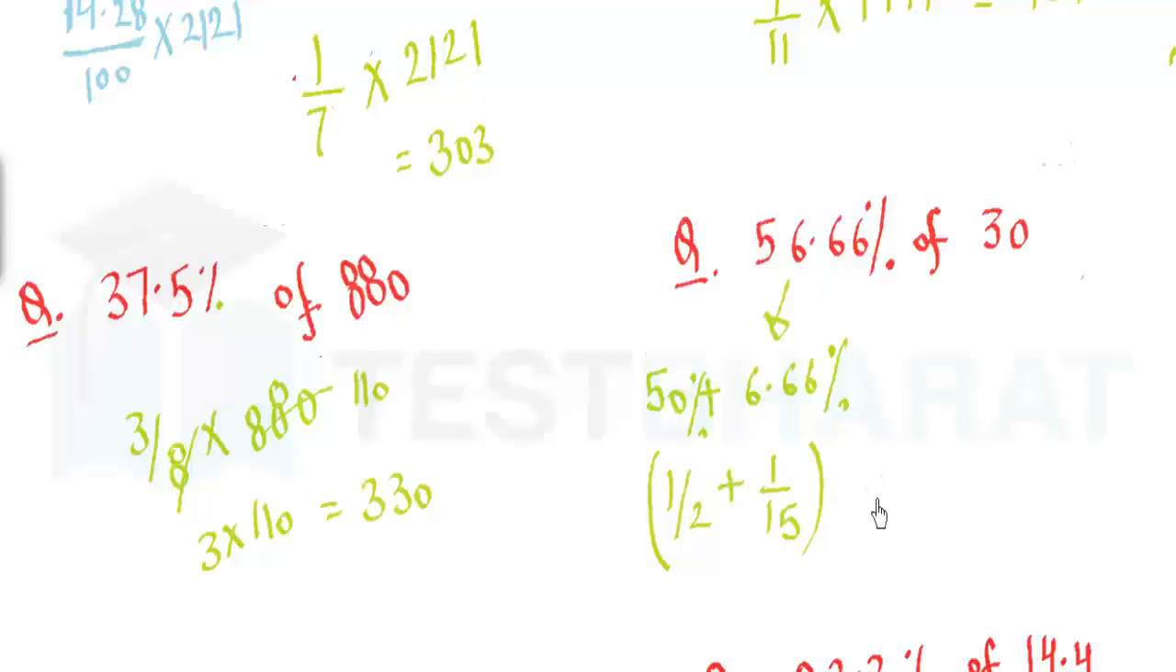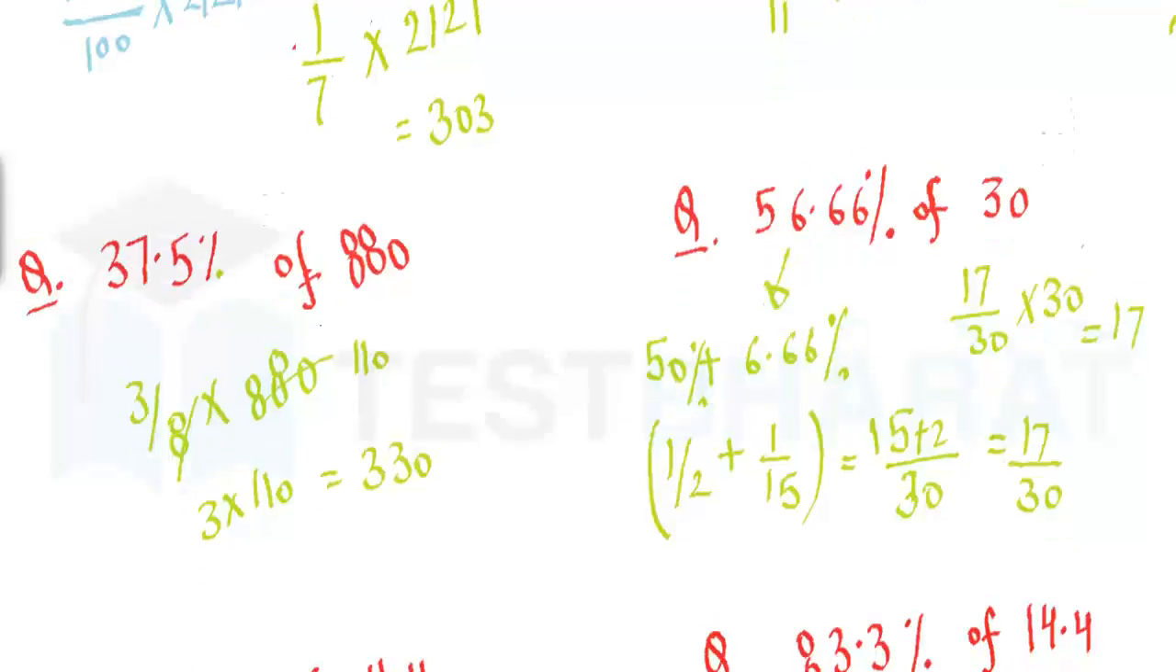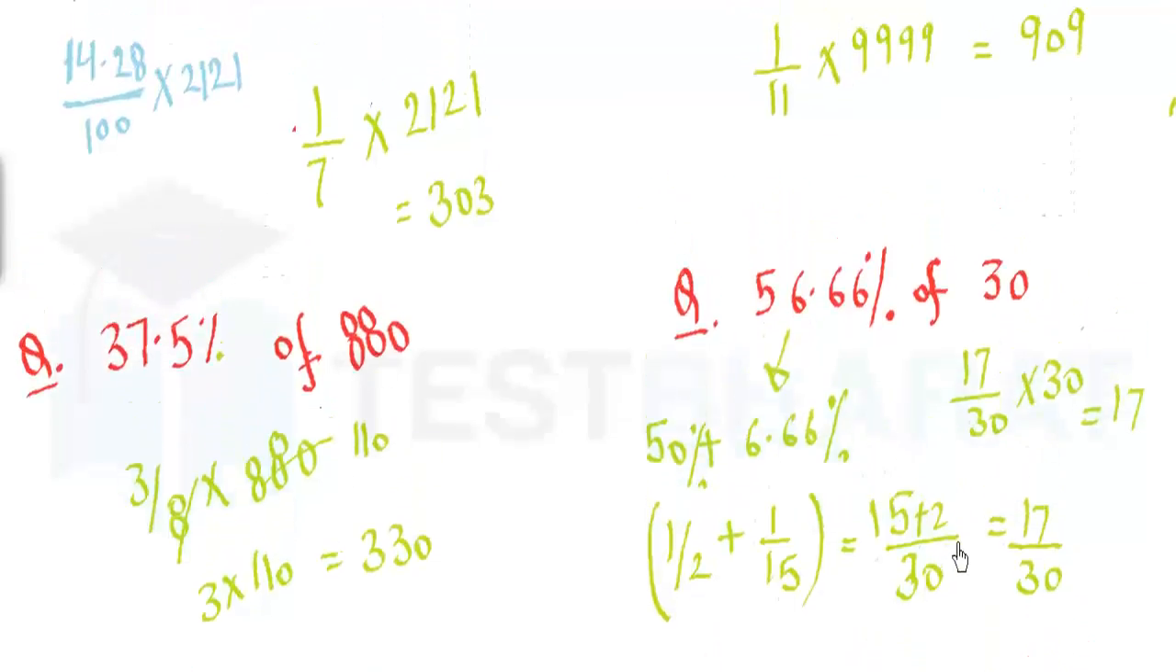So this will give me 30, that will give me 15, that will give me 2, 15 plus 2, that will give me 17 upon 30. So I can simply multiply it, 17 by 30 into 30. So my answer is 17. So in this manner, if we remember the basic fractions, we can play with them and find out other fractions as well, and calculating percentage is really very easy.